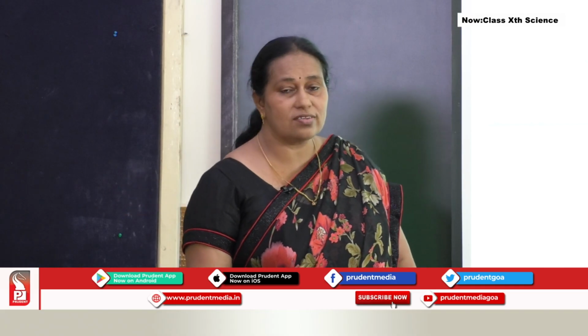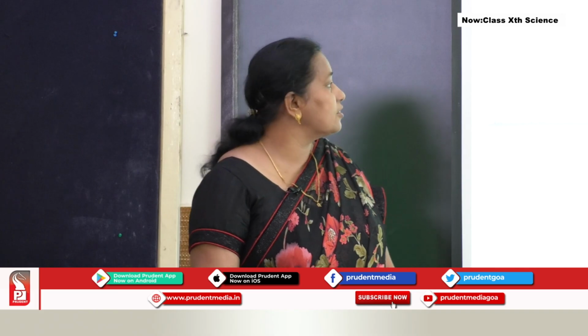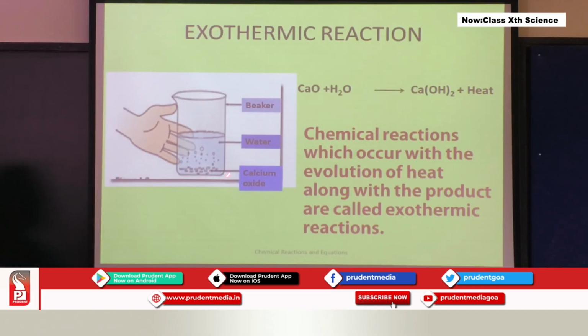Let us see an example of exothermic reaction. Take little calcium oxide in a beaker, add water slowly to it.